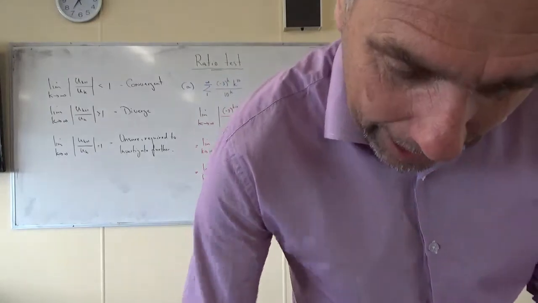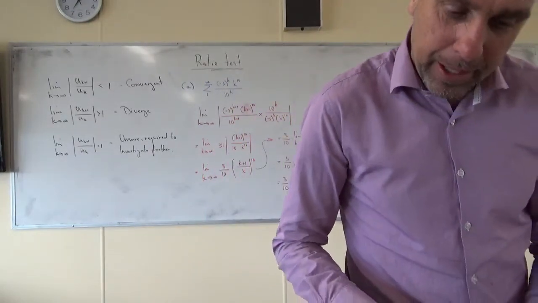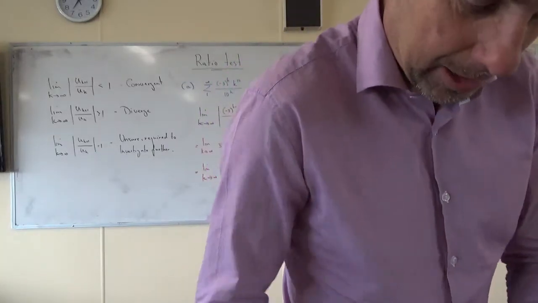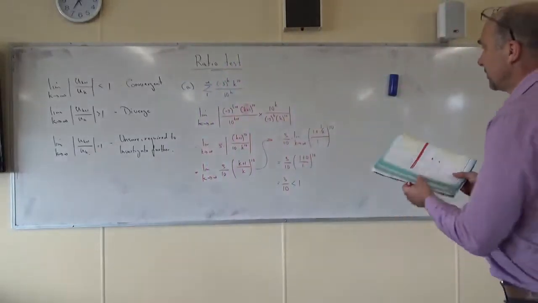Let's look at the next one. How would I know to use the ratio test on the next one? Because it's got factorials and it's got powers in it, yeah? So let's look at how we do that one, shall we?